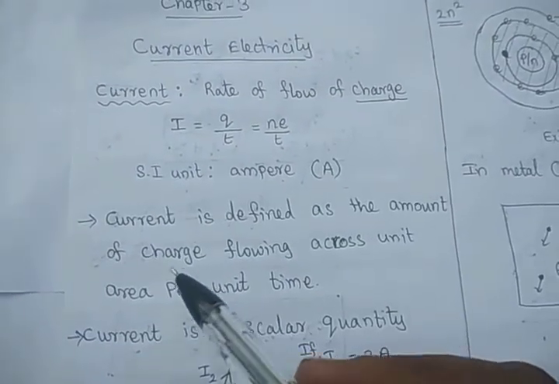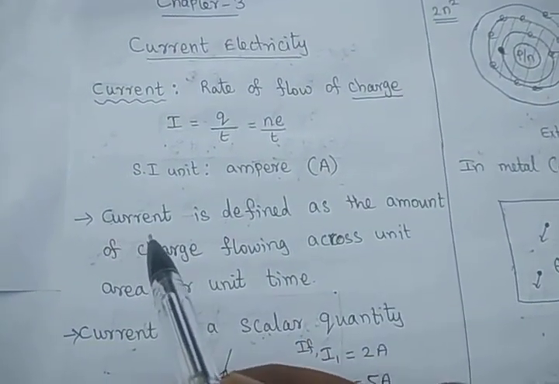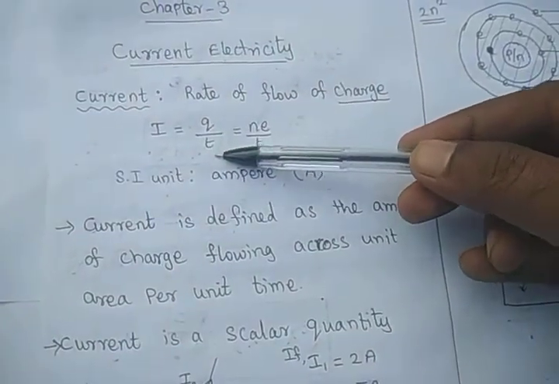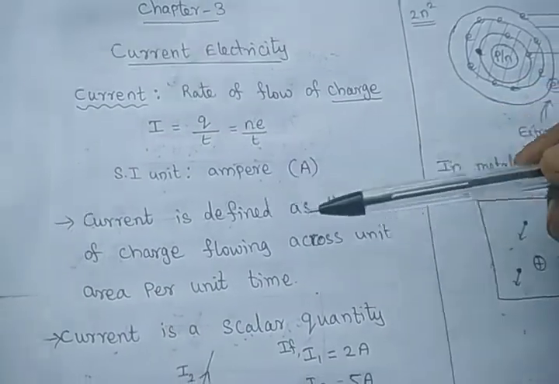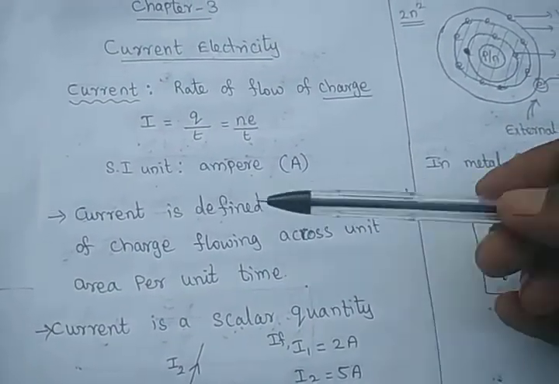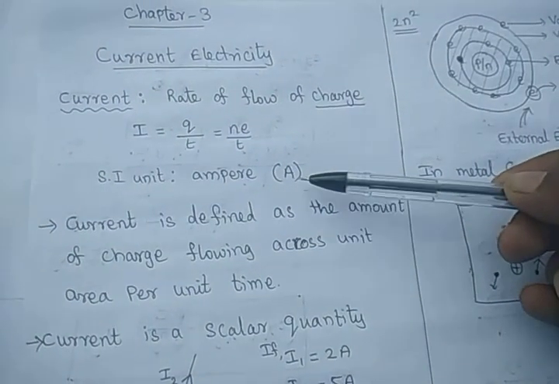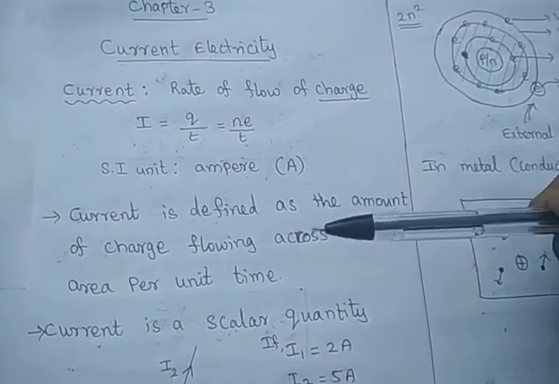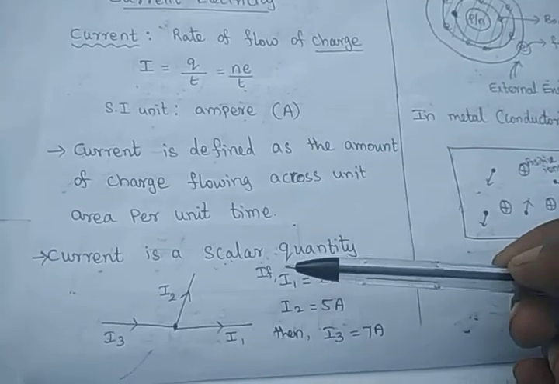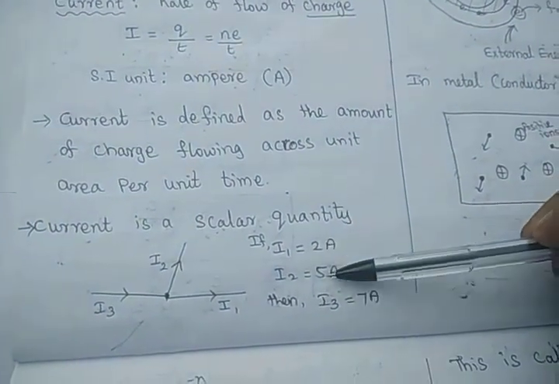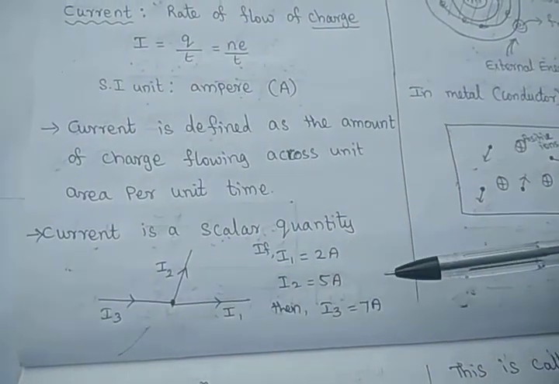So what is current? If you want to define it, the current is defined as the amount of charge flowing per unit area in unit time. That is the definition of current. The SI unit of current is ampere and the symbol is capital A. The current is a scalar quantity. It is not a vector quantity. It is a scalar quantity because it obeys the additive, algebraic sum nature.